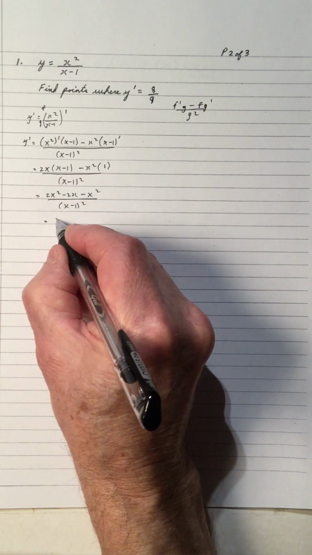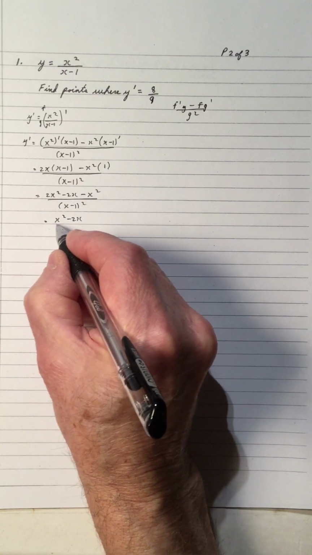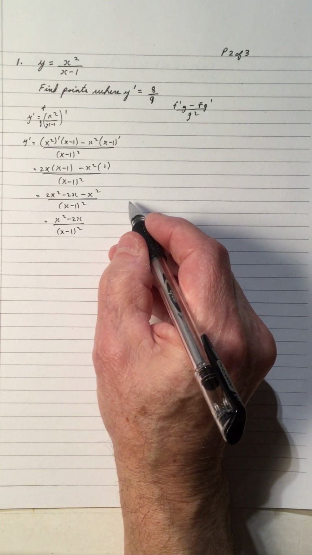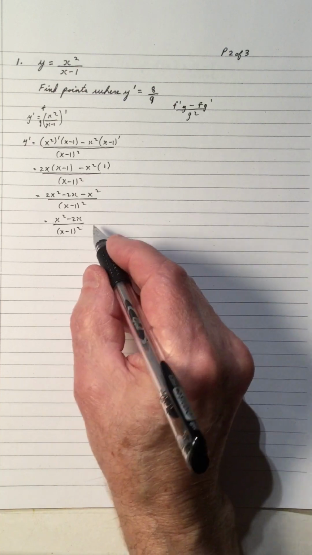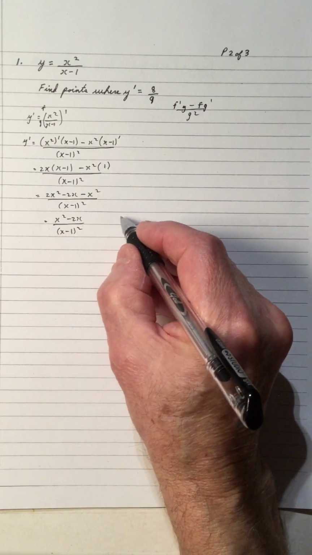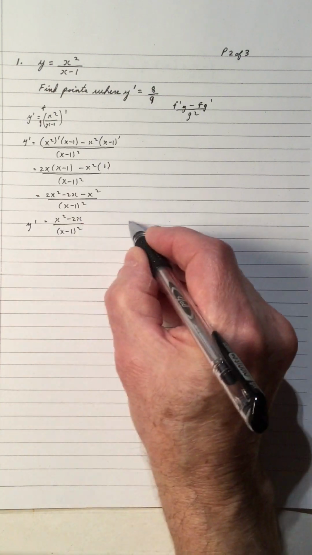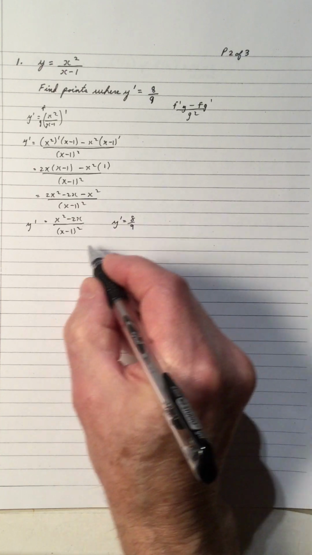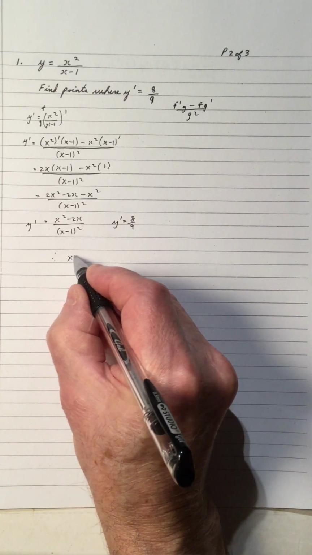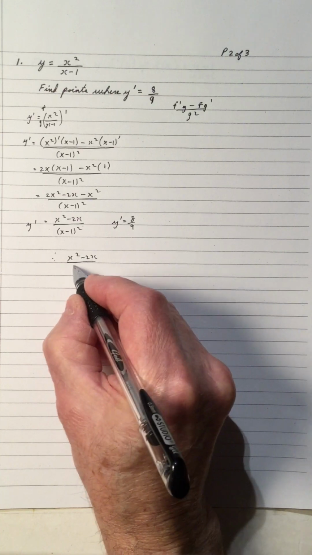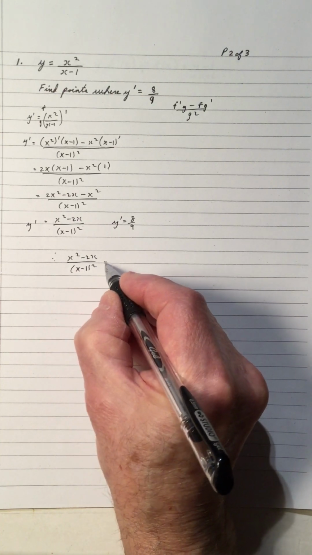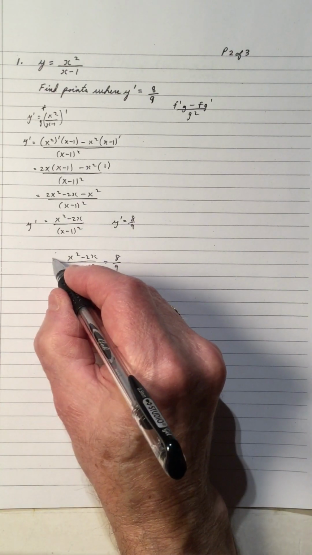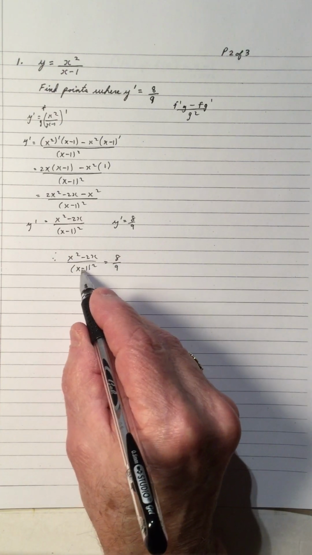And we add like terms, so we get x squared minus 2x over x minus 1 squared. So this is y prime, but we're given that y prime is 8 over 9. Therefore, we have x squared minus 2x over x minus 1 squared is equal to 8 over 9. So we have to solve this quadratic here. So let's simplify this first.